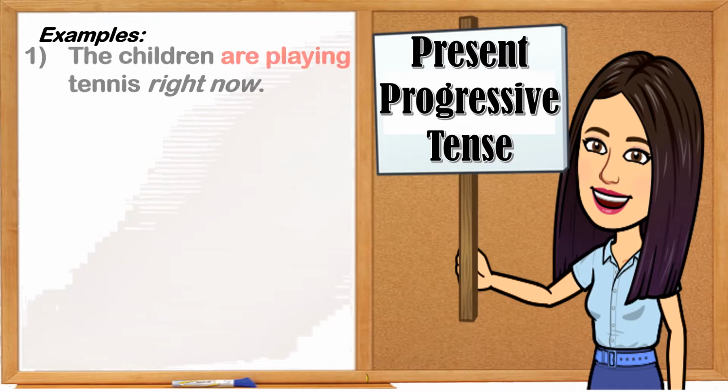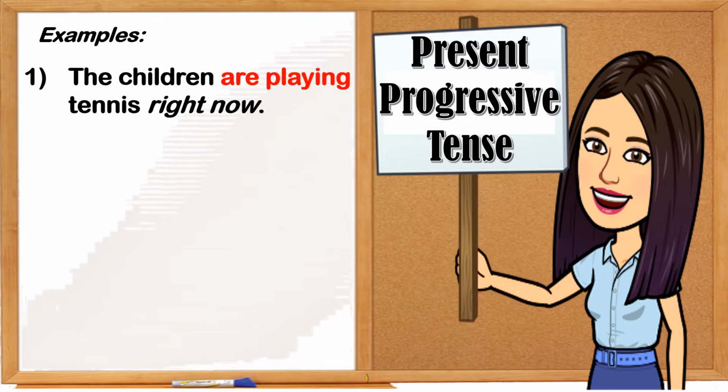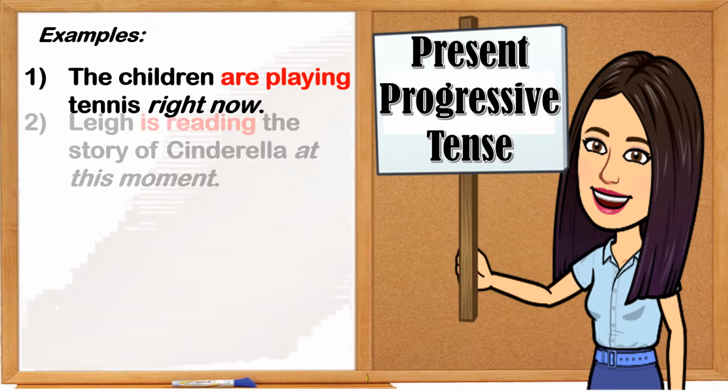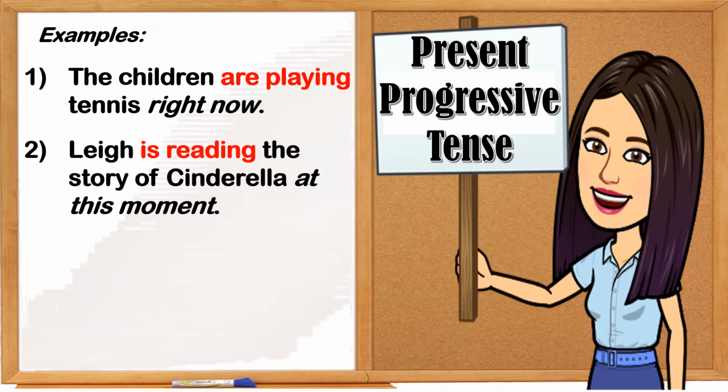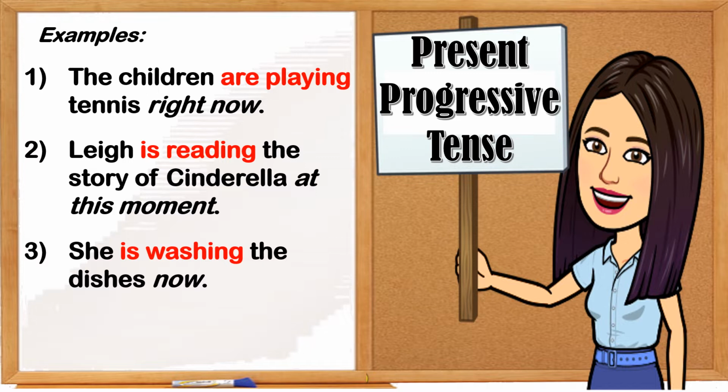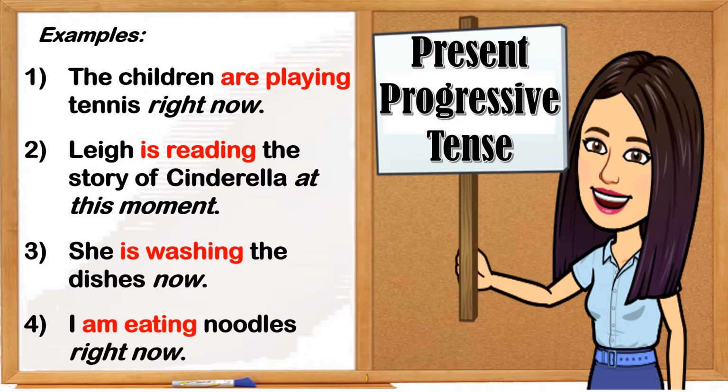Examples. The children are playing tennis right now. Lei is reading the story of Cinderella at this moment. She is washing the dishes now. I am eating noodles right now.